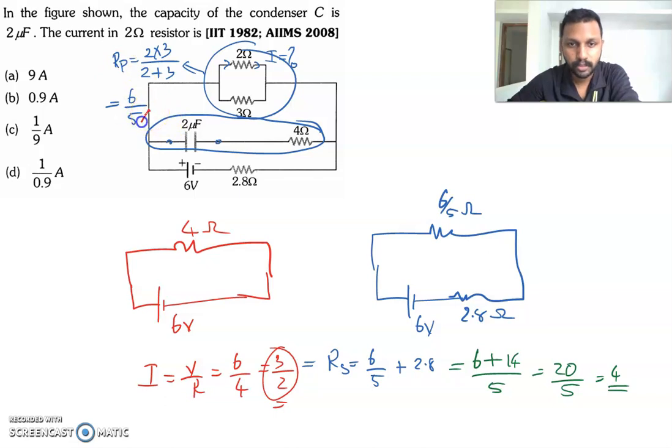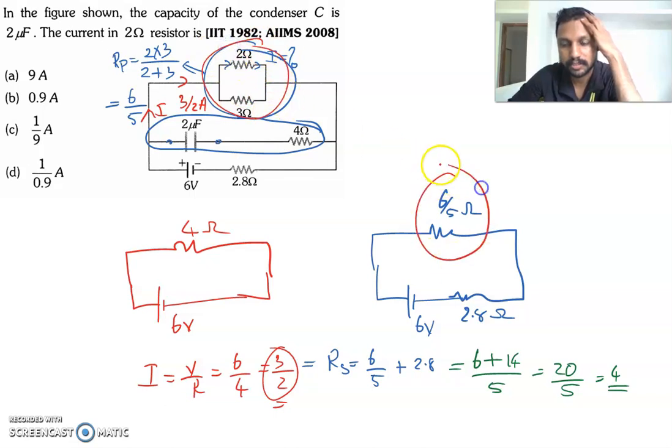The total current is 3 by 2 ampere. Since no current passes through the capacitor, the current through the 2 ohm resistor, for that we have to say this resistance is 6 by 5 ohm, and the current through this 6 by 5 ohm is 3 by 2 ampere.